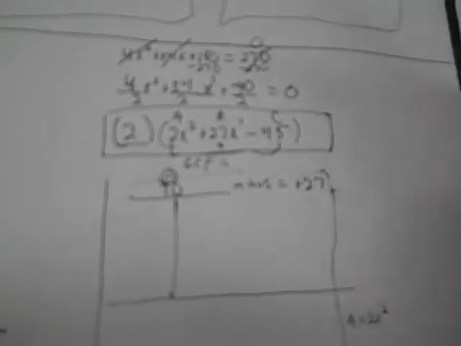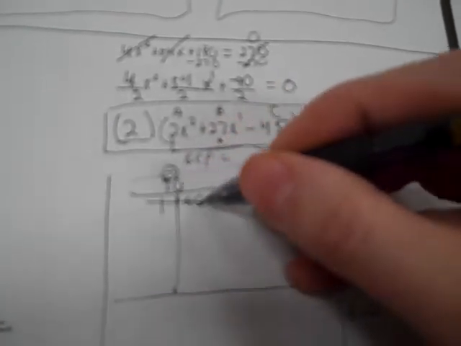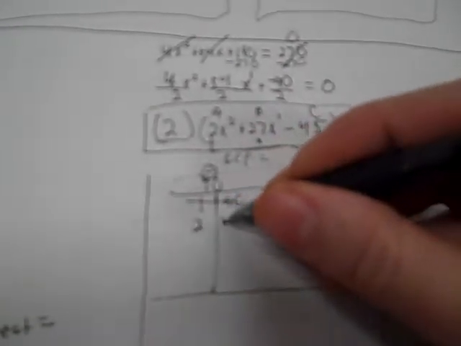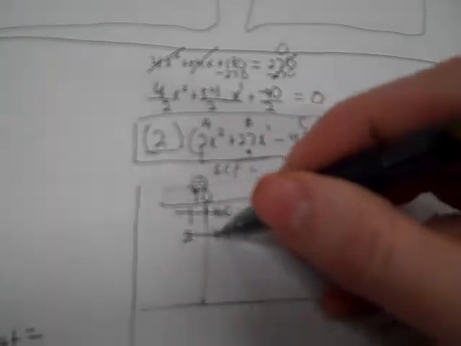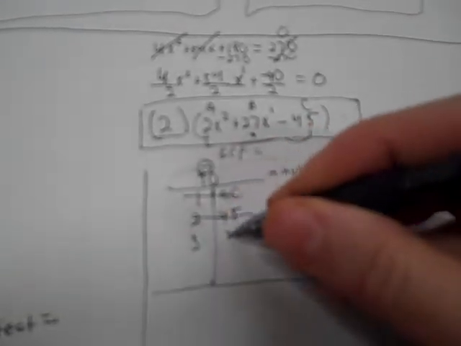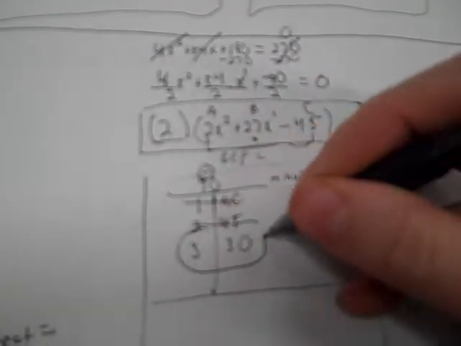positive. 1 and 90, nope. 90 divided by 2, 45. 45 minus 2 isn't 27. Okay, I got 3 and 30. I think if you take 30 minus 3, you get 27. Good, so those are the two we're rolling with.